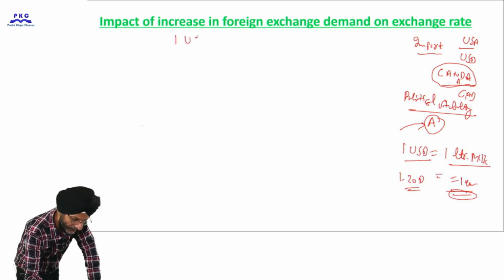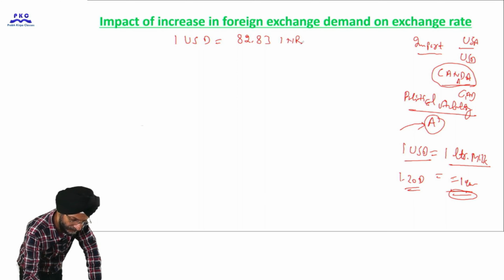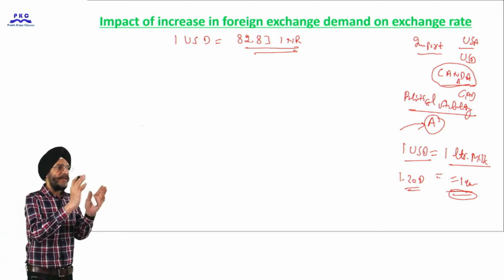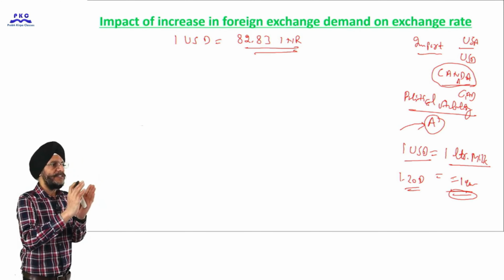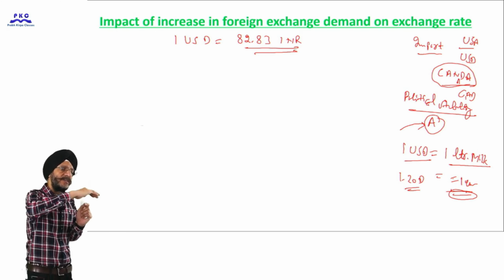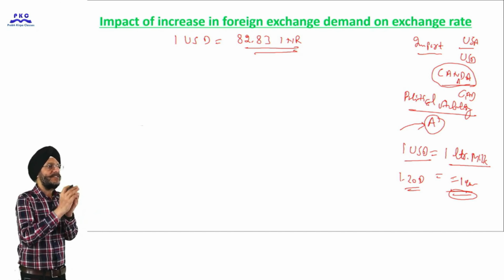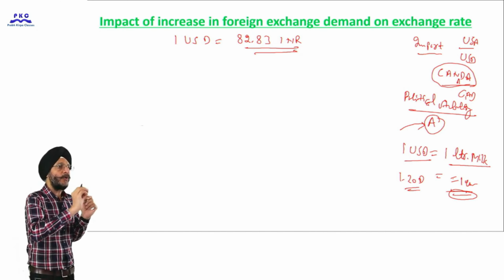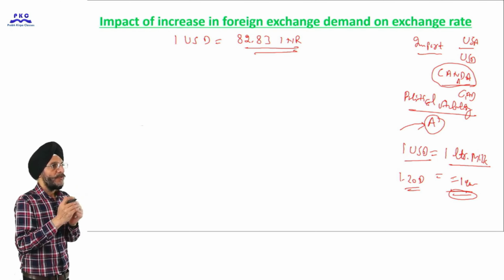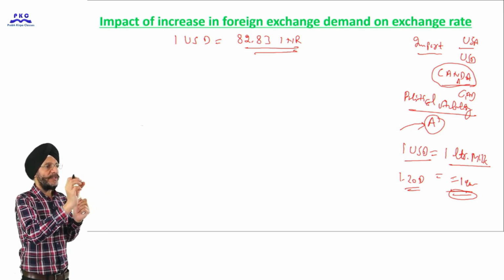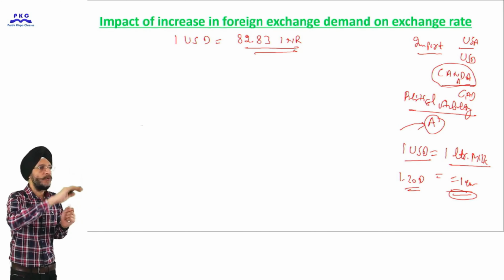Suppose at present 1 US dollar is equal to 82.83 INR, Indian rupee. It may be added that the foreign exchange rate does not remain stable. It goes on changing continuously in the market because there is always trading in the forex market 24 by 5 days a week. So due to continuous trading, the foreign exchange rate continuously goes on changing.